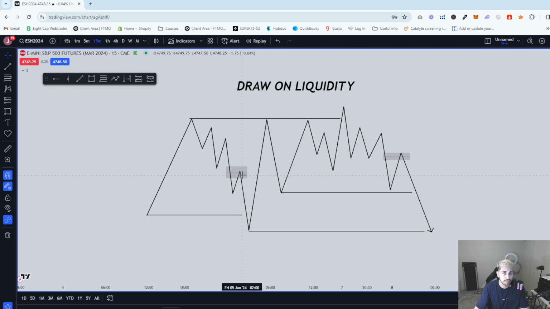That is another form of draw on liquidity. Price is doing two things. It's seeking liquidity or it's seeking imbalances. And those two things are a form of draw on liquidity, okay? Liquidity and the draw on liquidity can be in the form of imbalances or fair value gaps, aka fair value gaps, okay? You don't have to bottom tick or top tick anything. You just wait for the speed and displacement and you wait for that fair value gap.